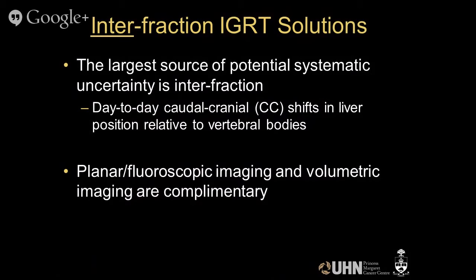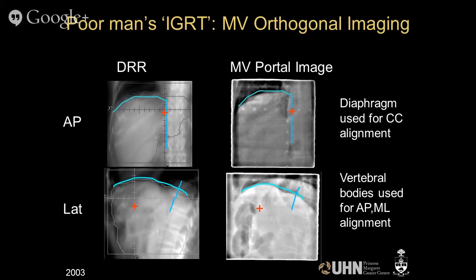So, interfraction IGRT solutions. As I mentioned before, the shifts or the day-to-day setup changes are the largest source of potential systematic uncertainty. So correcting those shifts in liver position, most often most marked in the superior-inferior or craniocaudal direction, is very important. Planar or fluoroscopic imaging can be complementary to 3D volumetric imaging. This is an example of a poor man's IGRT, MV orthogonal imaging. And in fact, this is what we started with in 2003 in Toronto, before we had volumetric imaging or orthogonal kV imaging at the unit.